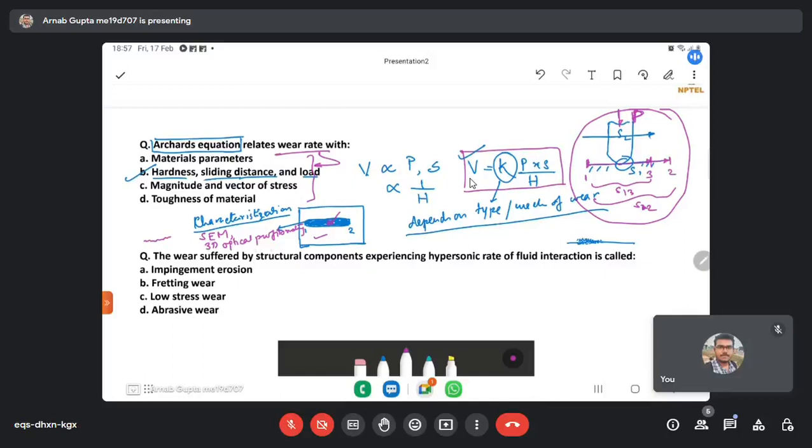So another approach can be laser confocal laser scanning microscopy. So that will help you to evaluate the wear volume. I won't say calculate, rather measure the wear volume with fair accuracy.